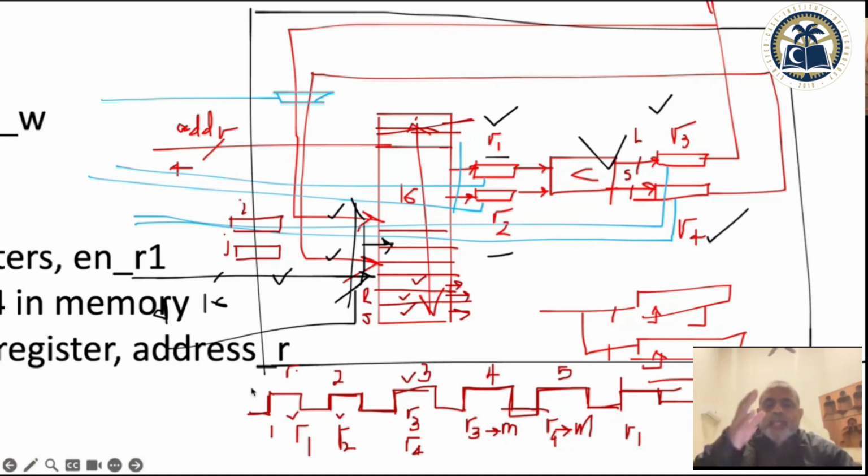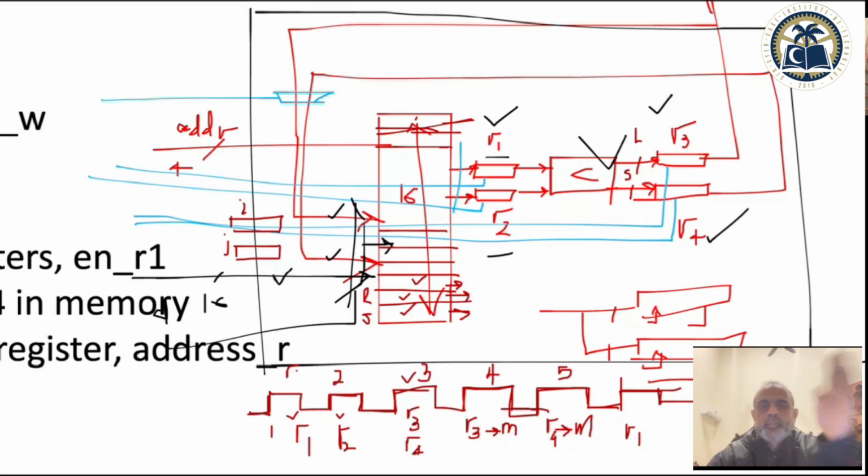In this controller, I would like you to do it yourself. But this is how the controller will work. First, you need to assert read R1, and you have to give a valid address. This first address is what you give in the first cycle, and assert write R1.